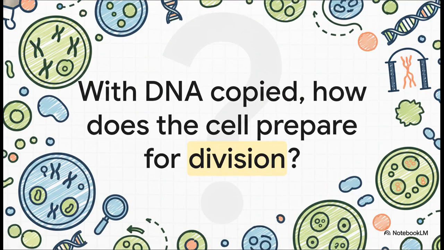Okay, so the cell has pulled it off. It's doubled its genetic material. It's now holding 2 complete sets of instructions. But how in the world does it manage the incredible mechanical challenge of separating those instructions with absolute precision and then dividing itself in 2? Well, this is where the real drama of the cell cycle begins.